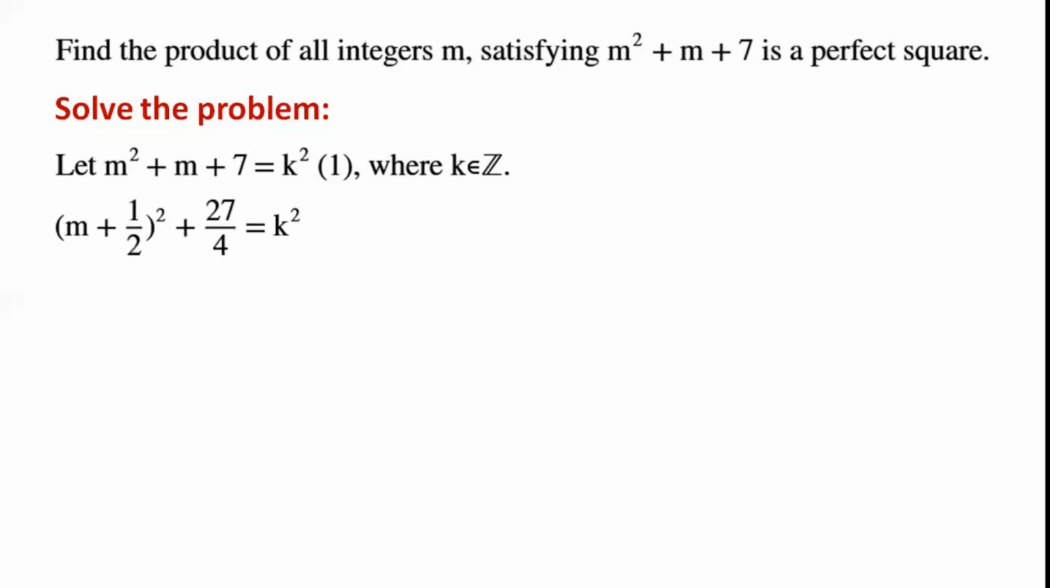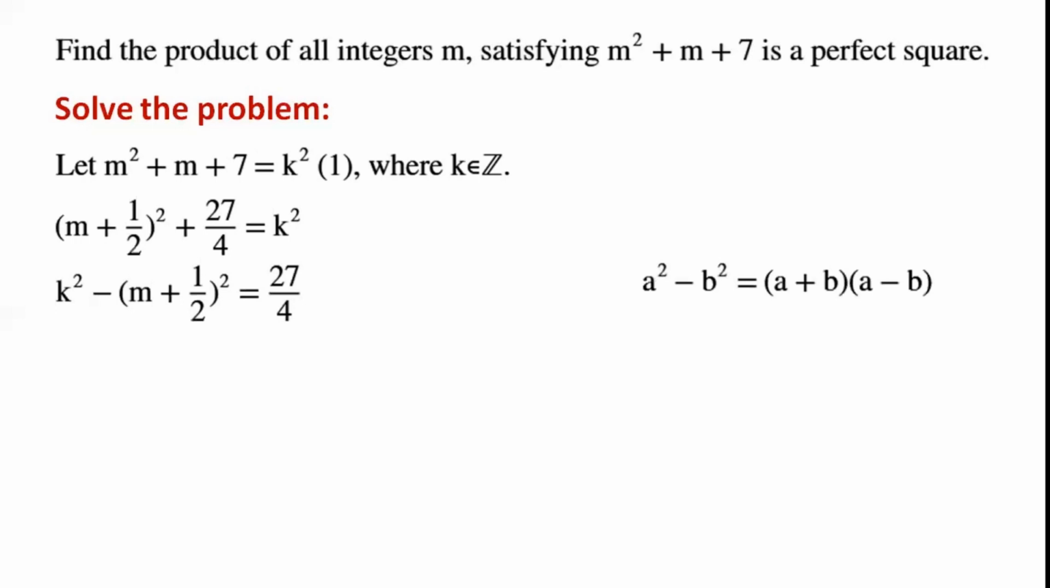The left-hand side of the equation can be written as (m plus a half) all squared plus 27/4 by completing the square. By rearranging the equation, we have k squared minus (m plus a half) all squared equals 27/4.